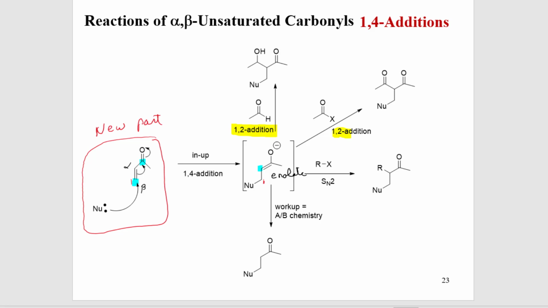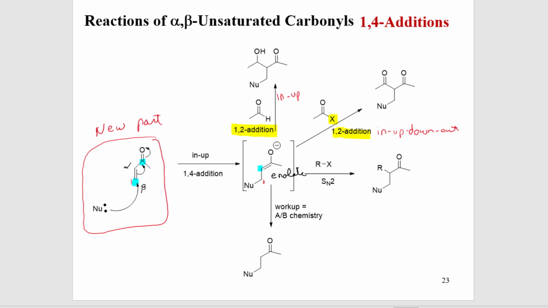Perhaps you want to do a 1,2 addition with a better leaving group, right? You have a leaving group on here. So you use the enolate to attack in a 1,2 fashion, in, up, and down, out this time. So the 1,2 addition I did in the beginning is just in, up. This one is in, up, down, out, because we have a good leaving group, the X. And then you end up with a 1,3 dicarbonyl.